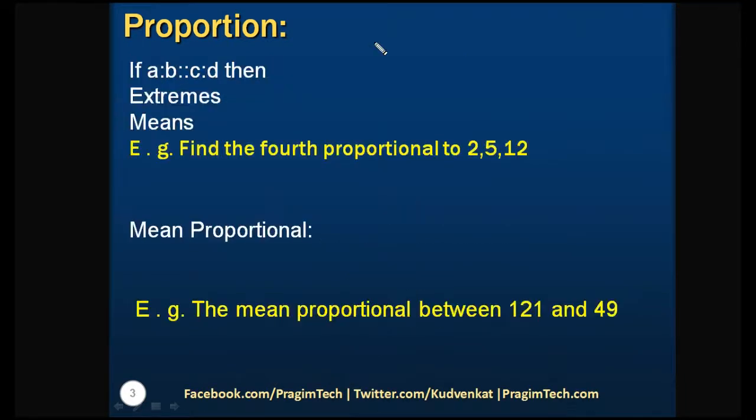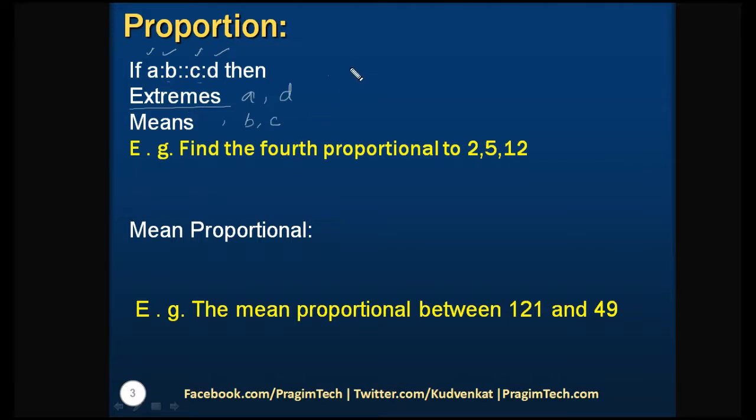Now, students, let's understand the terms related to proportion. As you know, whenever two ratios are equal to each other, we say that those two ratios are in proportion. If you observe here, A, B is a ratio, which is in proportion with C and D. So these are called terms of the given proportion. In this proportion, A and D are known as extremes, and B and C are called means.